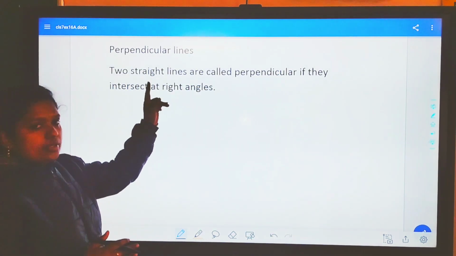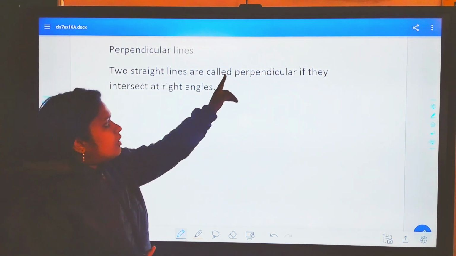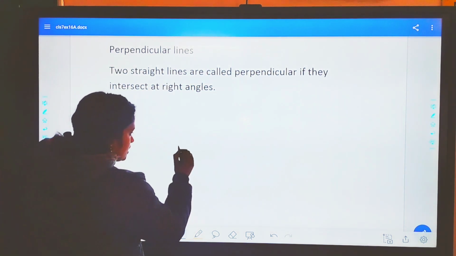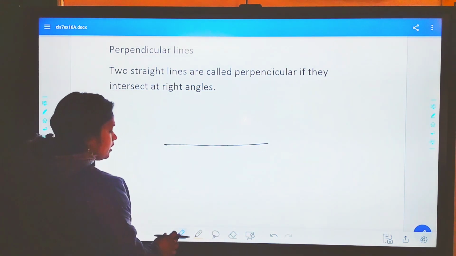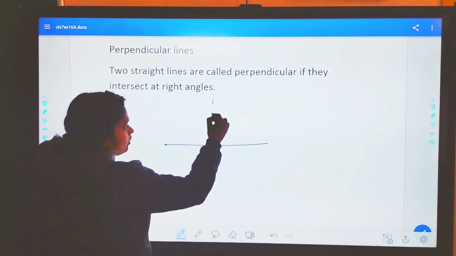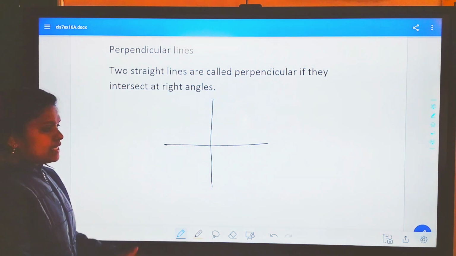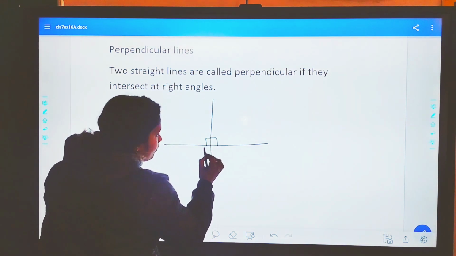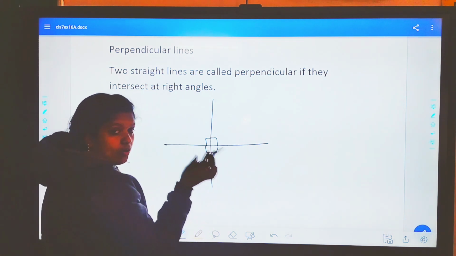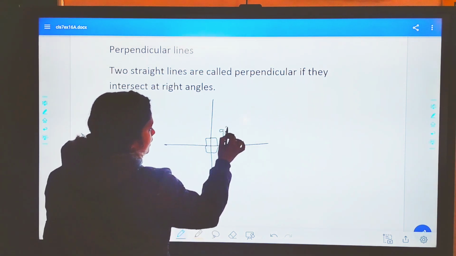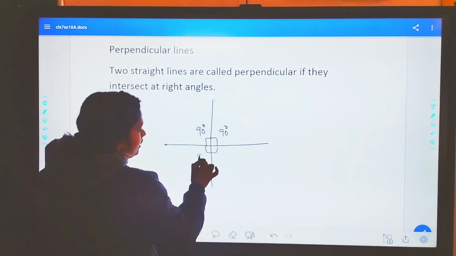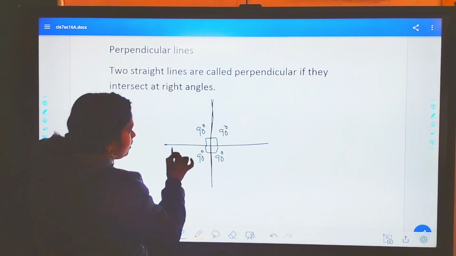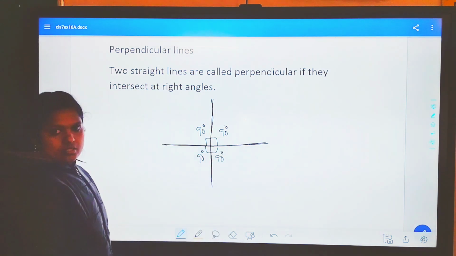We are going to discuss perpendicular lines. Two straight lines are called perpendicular if they intersect at right angles. One is a horizontal line, and the other is a vertical line. The two straight lines intersect at one point, and there will be four angles. All four angles are 90 degrees. Then we can say that this line is perpendicular to this line segment.